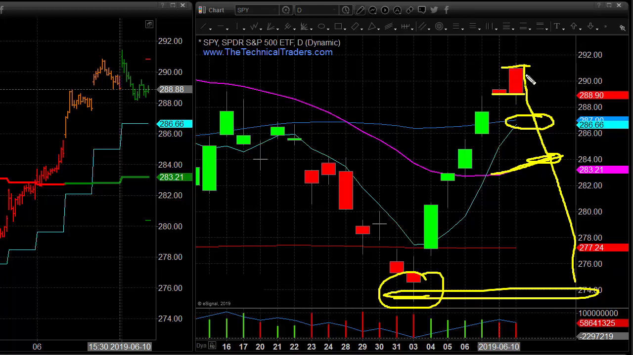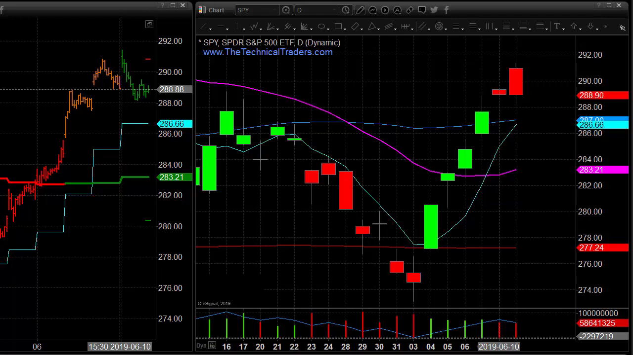Futures sometimes hides these reversal patterns if you're just looking at the full 24-hour chart. But if you focus on the SPY, where the big volume is traded, it can give you some insight as to reversals and potential sell-offs in the market.